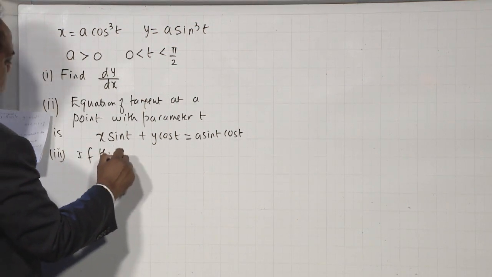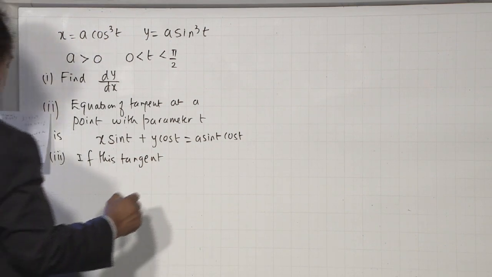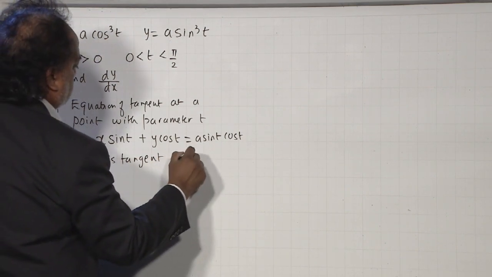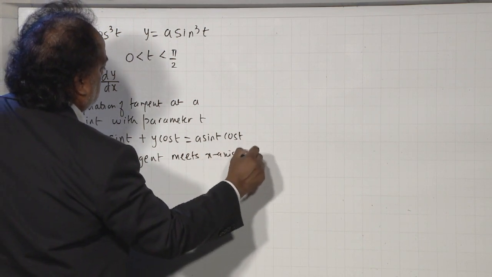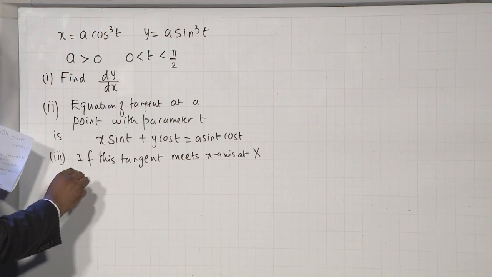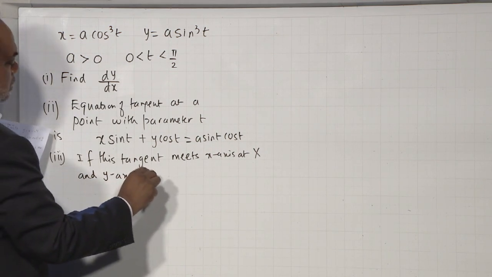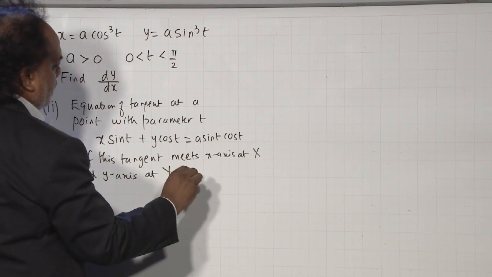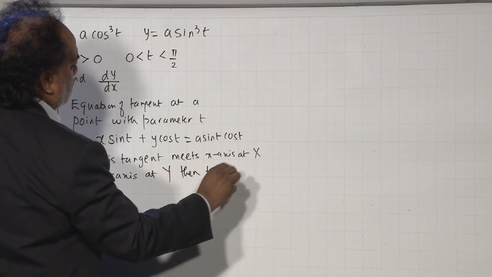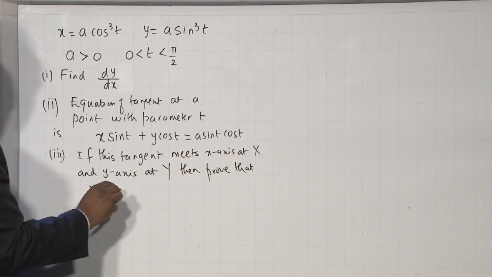If this tangent meets the x-axis at x and the y-axis at y, then prove that xy equal to a.